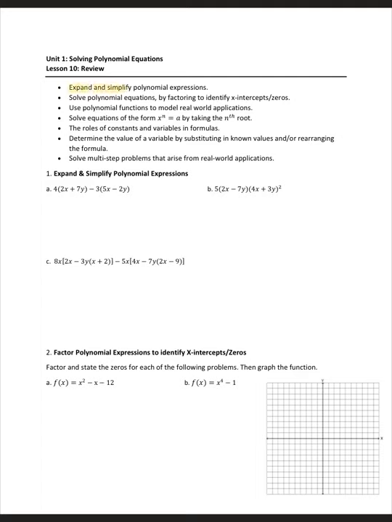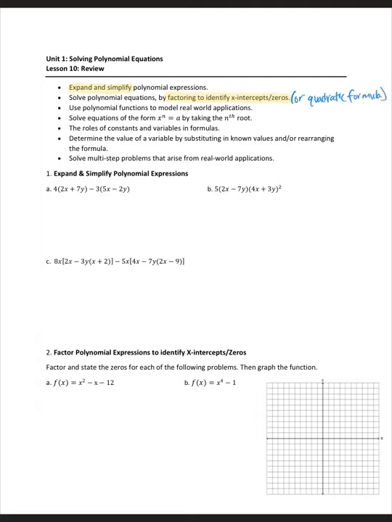So expand and simplify your polynomial expressions. We would have seen this in grade 10 and grade 11 math as well. Solve polynomial equations by factoring to identify your x-intercepts and your zeros. And if we can't factor, we would use the quadratic formula.